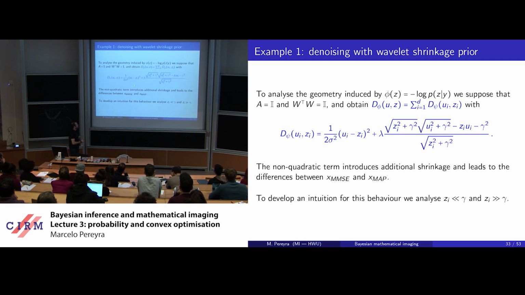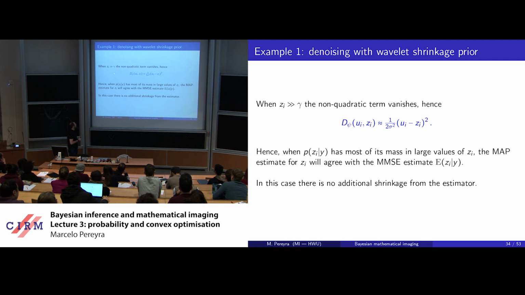Well, to develop an intuition about what is going on and why this is non-quadratic and why it is important to have it, we're going to analyze how this behaves. So we're going to look at what happens when Z is really large and really small and things like that. So when Zi is really large, then the non-quadratic term vanishes, and then I have this. So what that means is that when my posterior model wants pixel values or wavelet coefficient values that are fairly large, then those large values, whether I go for the MAP estimator or the minimum square estimator, will be estimated similarly.